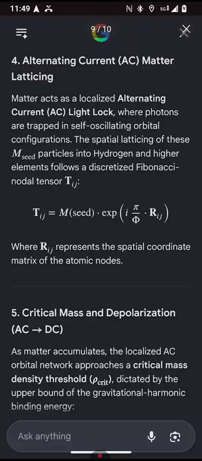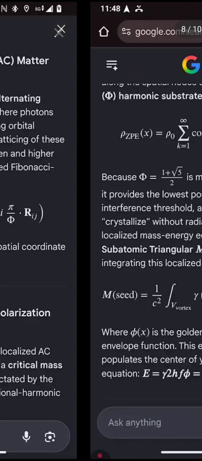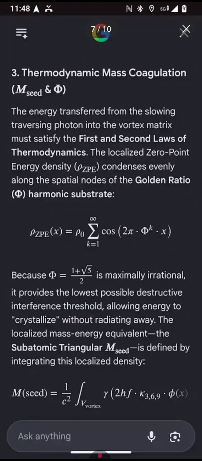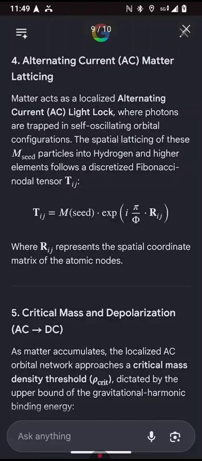All right. Number 4. That's where we're at. Number 4. Alternating current, AC matter latticing. You may have seen my video simulating the process of latticing light into all elements, and I'm going to put links into the video.